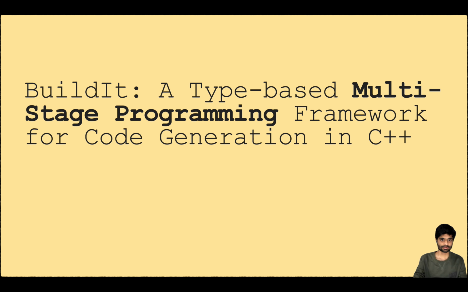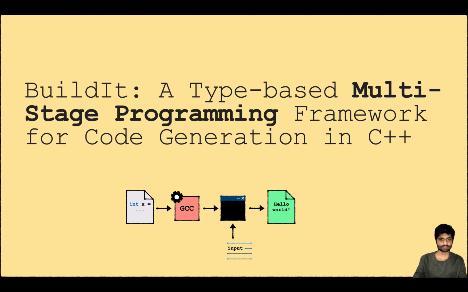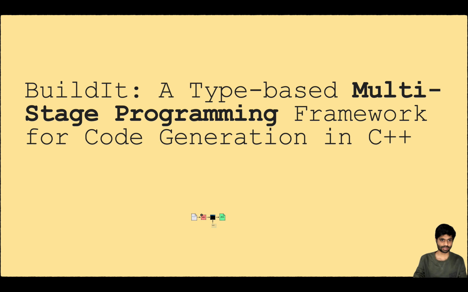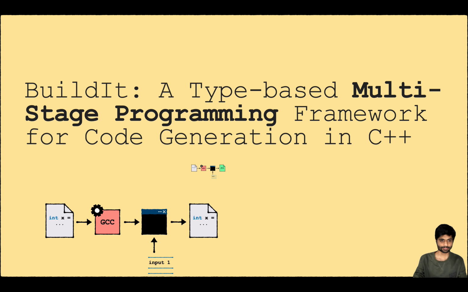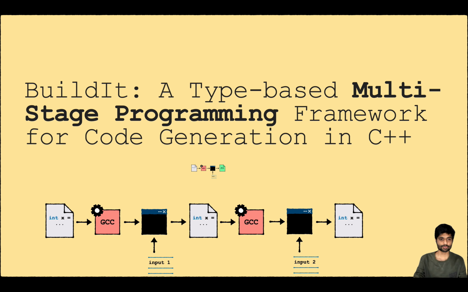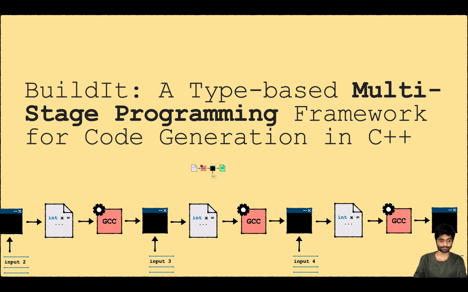The first keyword here is multi-stage programming. In traditional single-stage programming, the developer writes some source code and passes it through a compiler to get an executable. This executable is then executed on certain inputs to produce an output. In multi-stage programming, however, the output of this first stage is again some source code. The developer compiles and executes this with a new set of inputs to produce more source code. This process can be repeated an arbitrary number of times before getting the final output.